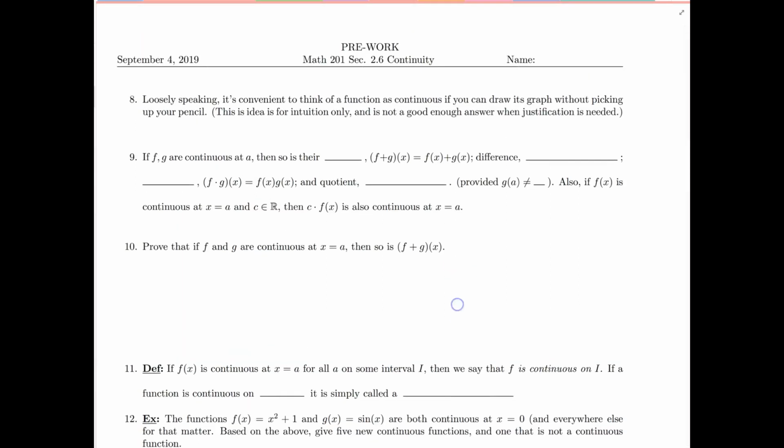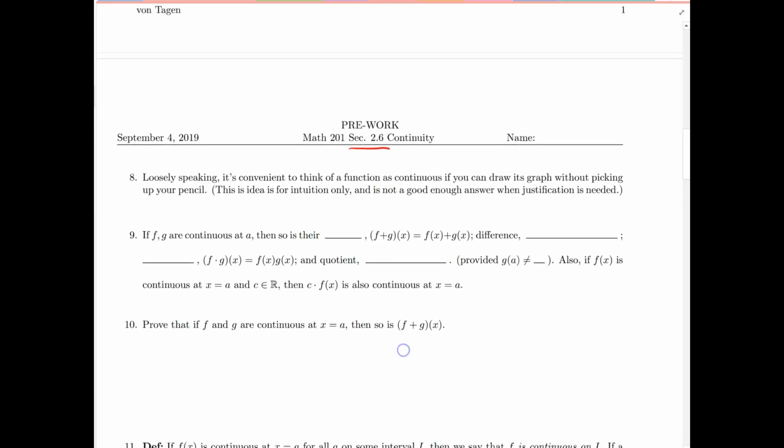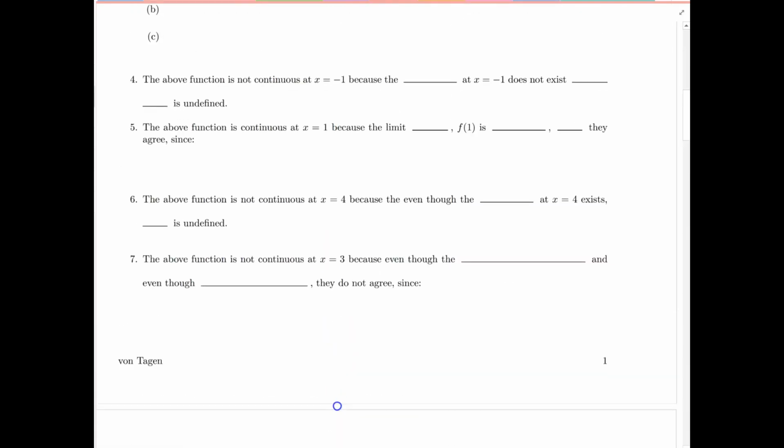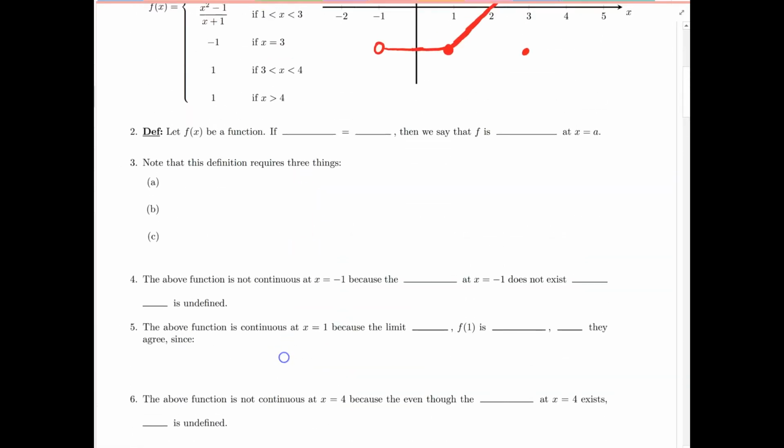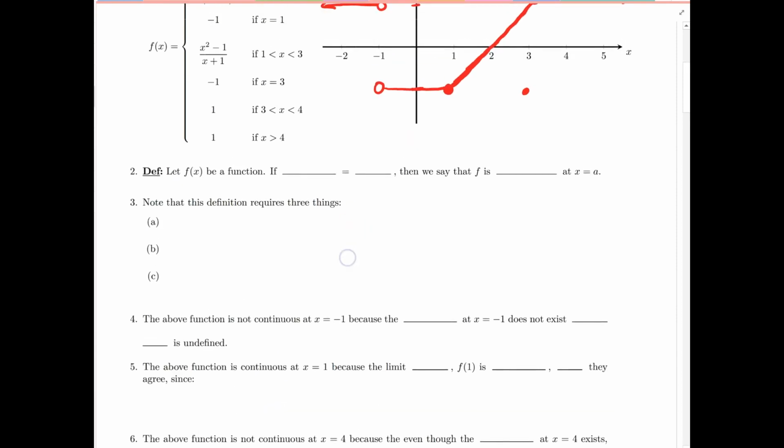Okay, folks, we're working our way through the pre-work for section 2.6, and I want to, real quick, revisit. In the last video, we gave the definition of continuous at a point. We said that if the limit as x approaches a of f of x is equal to f of a, then we say f is continuous at x equals a.